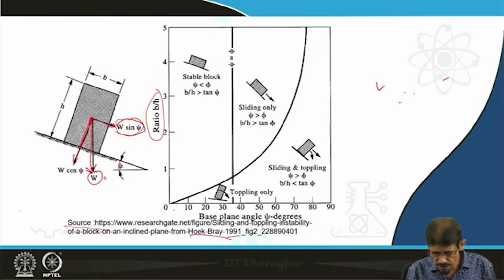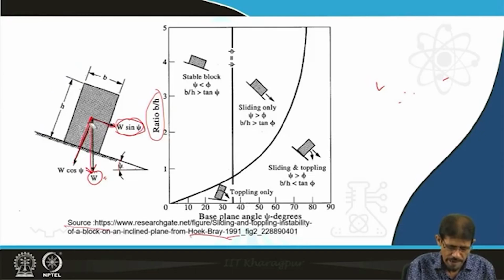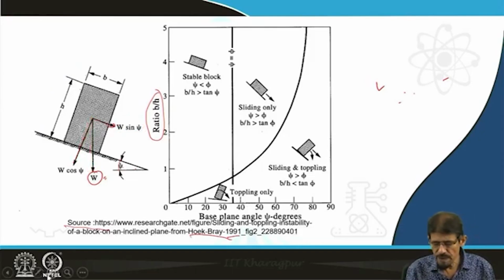You can see the phi degree varying from 0, 10, 20, 30, 40, 50, 60, 70, 80 and 90 degrees, up to vertical. We are going to drag this up to 90 degrees. Then what will happen to the block resting on the inclined surface? Very simple.